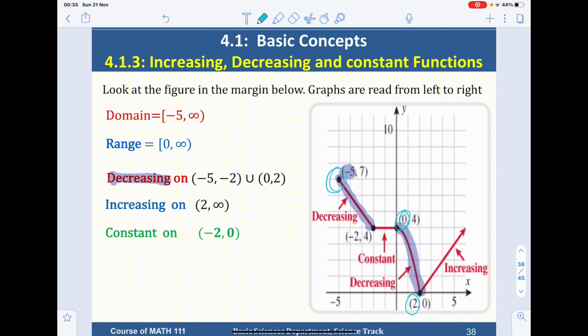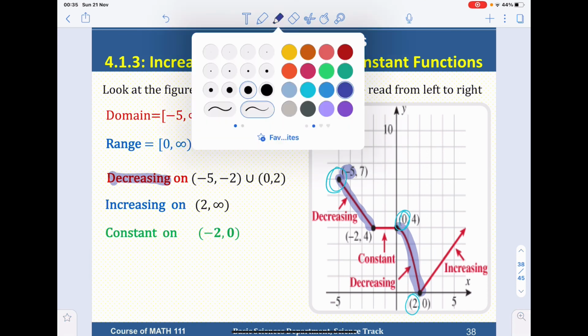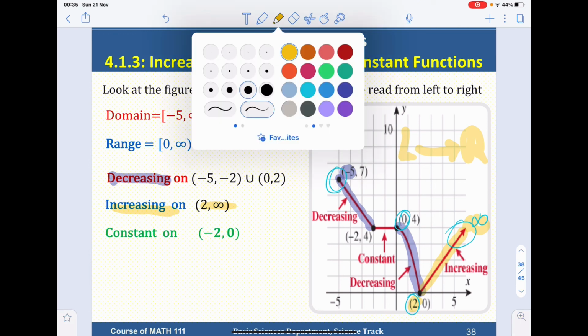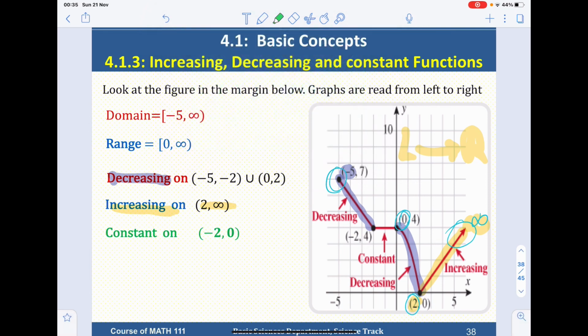Now it is increasing in this one only. From left to right, it's going up. So it's from 2 to infinity, because we have an arrow here, it's open, so it means infinity. And the only part where the graph is constant is this one, from negative 2 to 0.